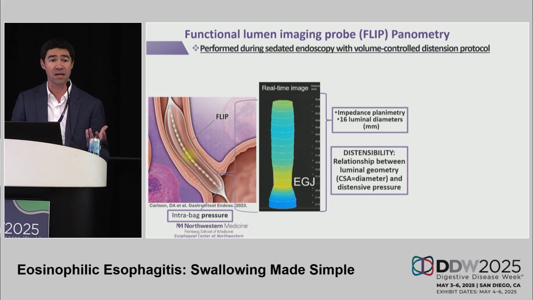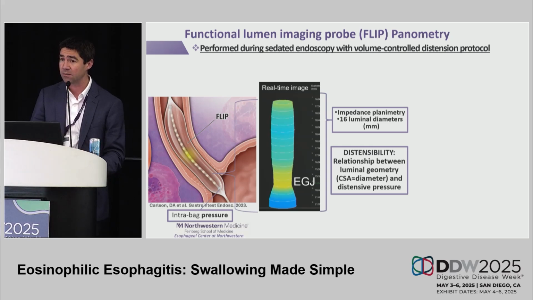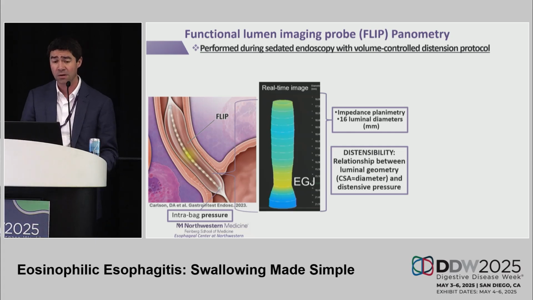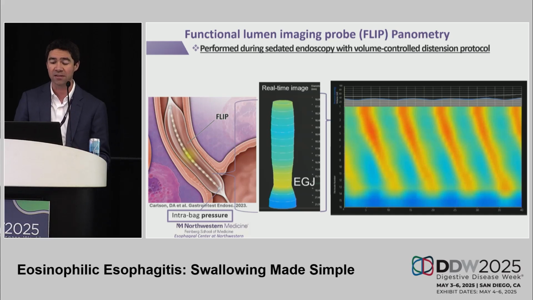Because FLIP is done during a sedated endoscopy, it's convenient and comfortable for patients. There's a volume-controlled distension protocol that can be done, usually in about 3 to 5 minutes. It allows the positioning of a FLIP within the esophagus. FLIP uses a technology called impedance planimetry, which can measure the dimensions of a bag that's filled with fluid during the study protocol, but also incorporates a pressure sensor inside this bag, so it can look at the relationship between the dimensions of the esophageal body and pressure. Even more than that, we can plot this over time. We can actually look at dynamic esophageal motility here, and we can see this normal response, where there is a repetitive secondary peristalsis that occurs.